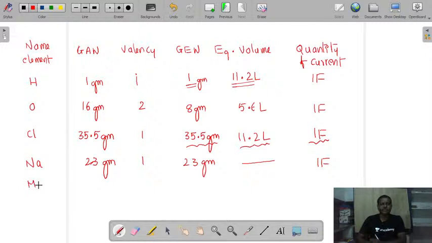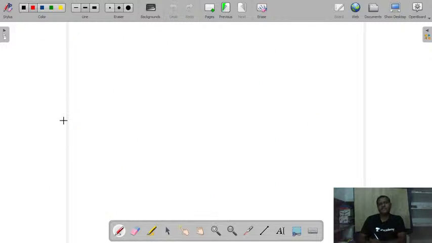The next element is magnesium. Its gram atomic weight is 24 grams and its valency is 2. Therefore, its equivalent weight is 12 grams. To deposit the equivalent weight of magnesium, 1 Faraday of current is required. Again, to deposit the equivalent weight of sodium, 1 Faraday of current is required. To deposit 12 grams of magnesium, 1 Faraday of current is required.